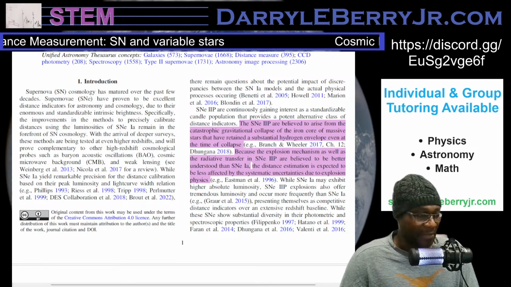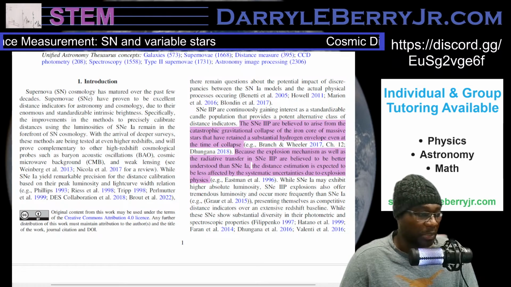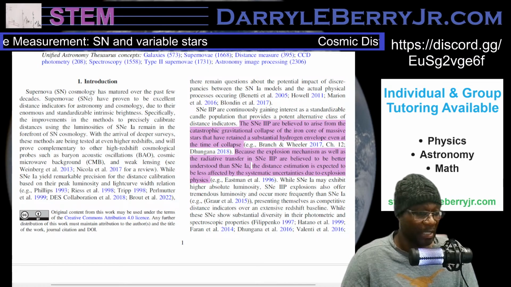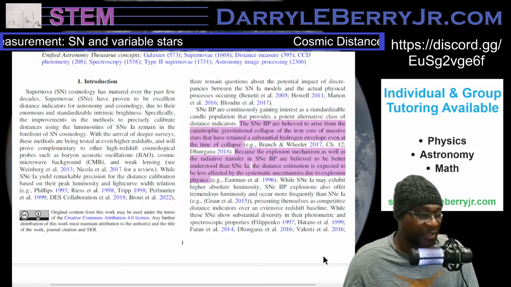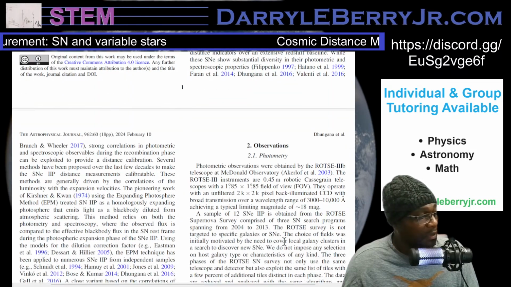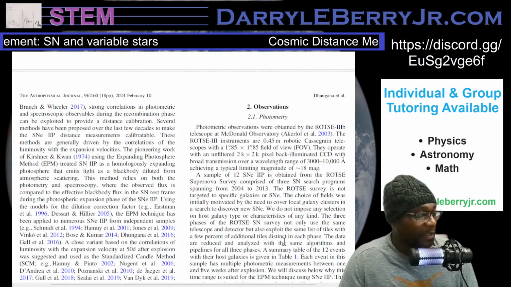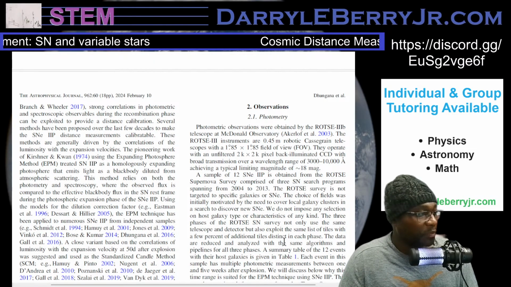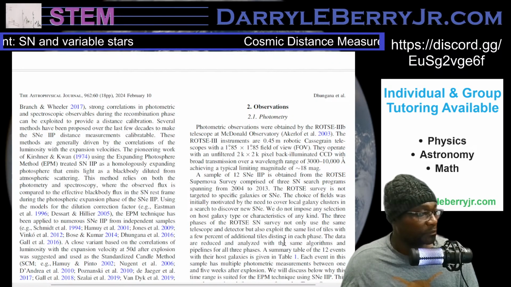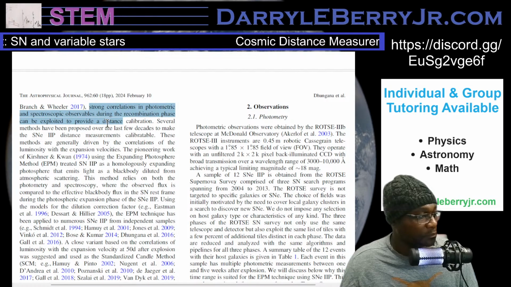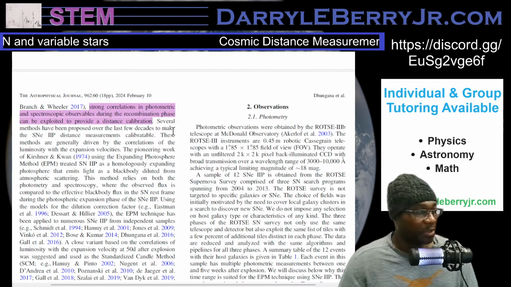While 1As may exhibit high absolute luminosity, type 2P explosions also offer tremendous luminosity and occur more frequently than 1As, presenting themselves as competitive distance indicators over an extensive redshift baseline. While these supernovas show substantial diversity in their photometric and spectroscopic properties, strong correlations in photometric and spectroscopic observables during the recombination phase can be exploited to provide a distance calibration. Okay, I have to look at that one more later.